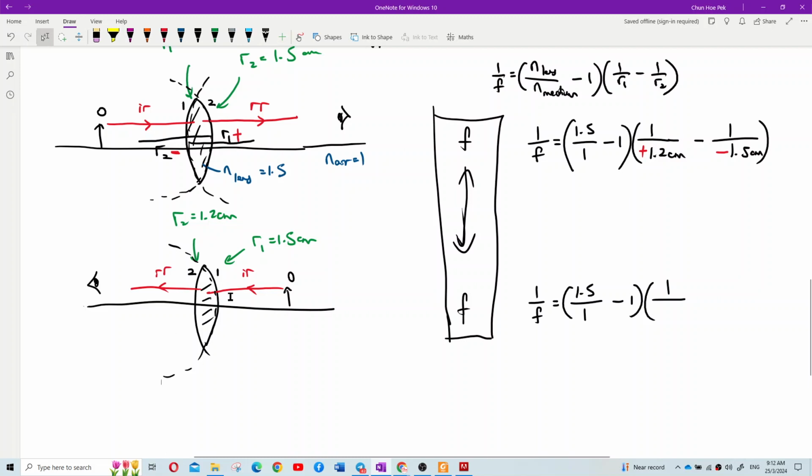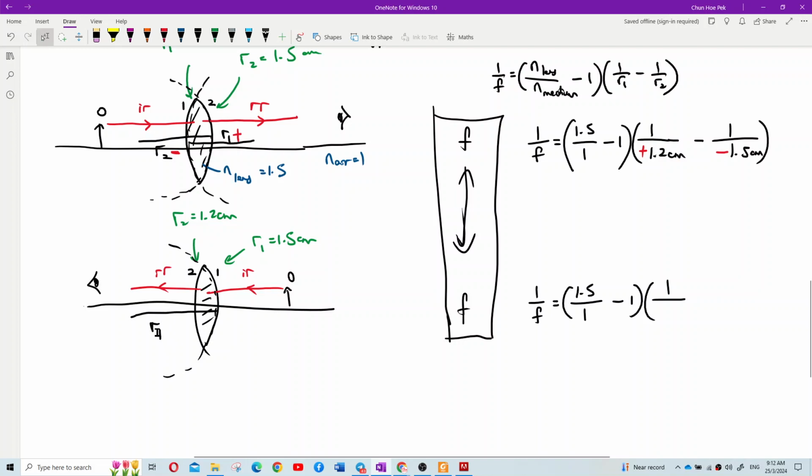This surface becomes the first surface because the incident ray is coming from the right hand side. Understand? Okay, so this is radius 1. What is the surface? This one is radius 1.